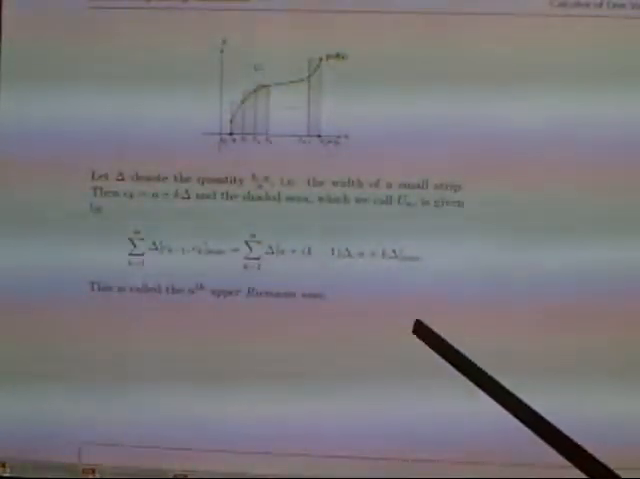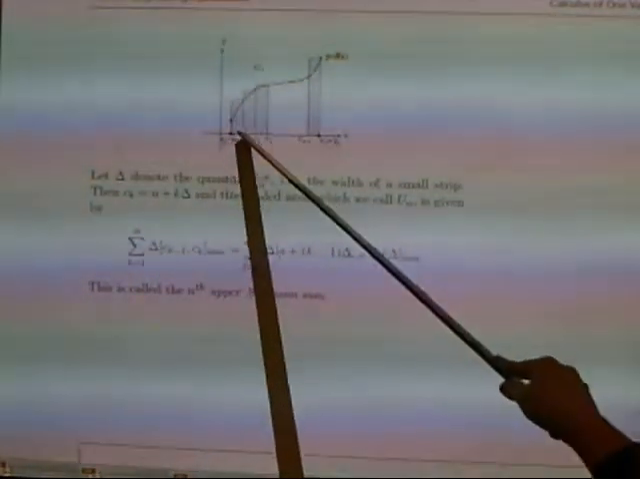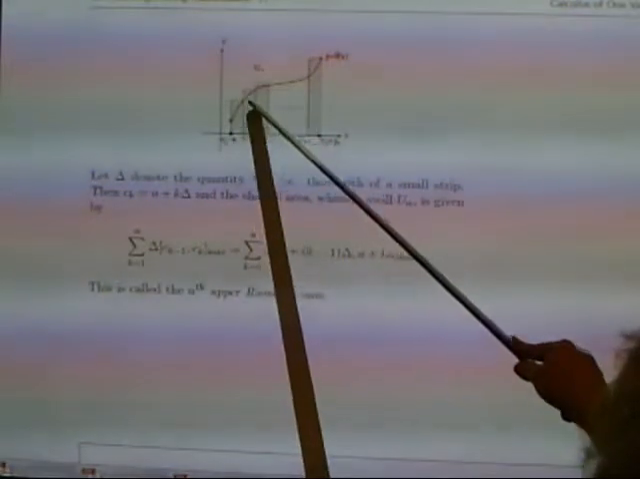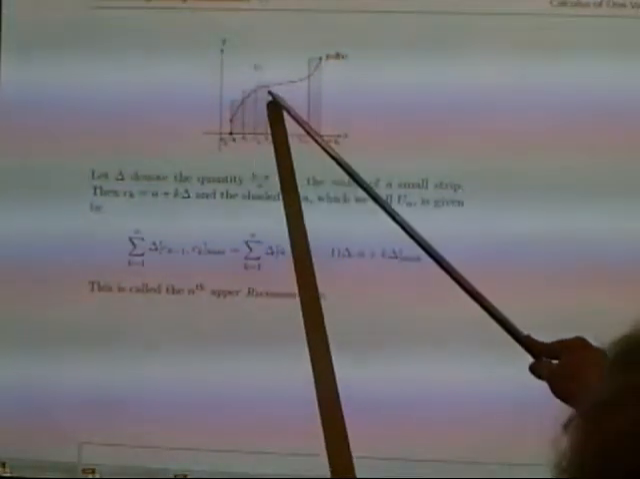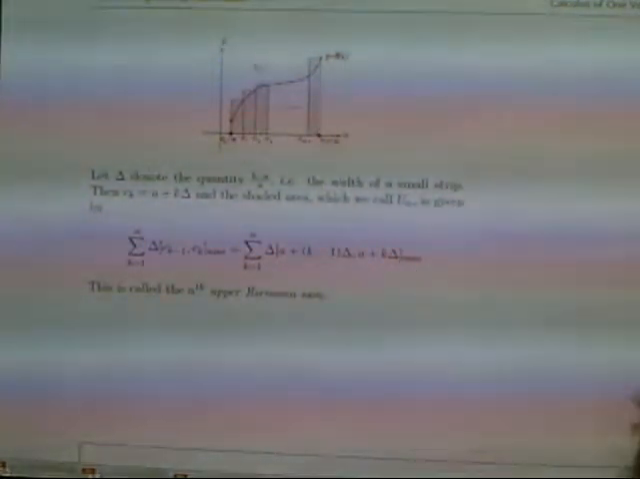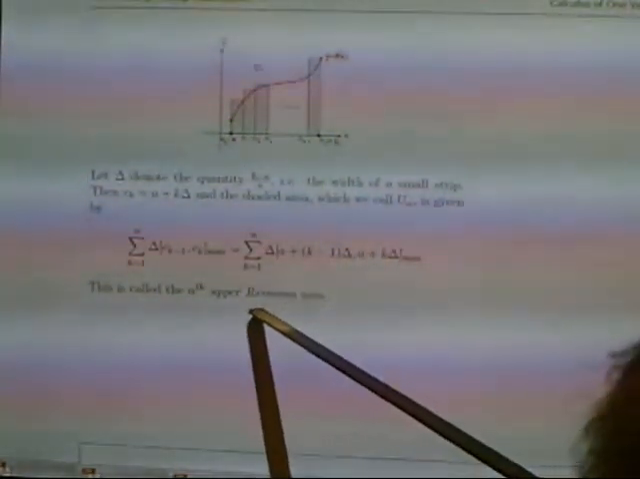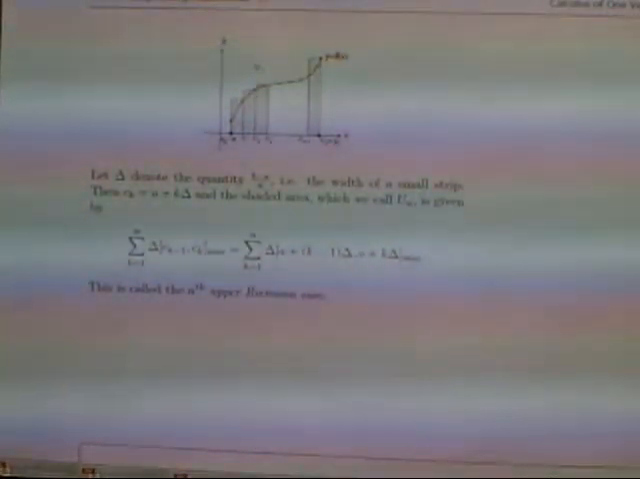So this is an equation to form the Riemann sum. The Riemann sum means you are gradually increasing and then adding up the total area. This is the Riemann sum.